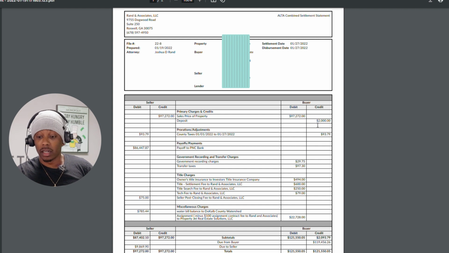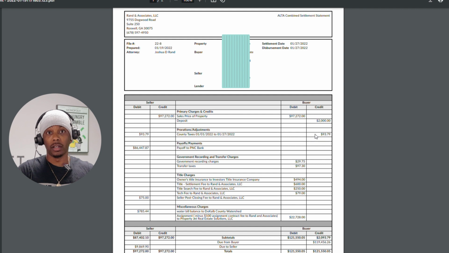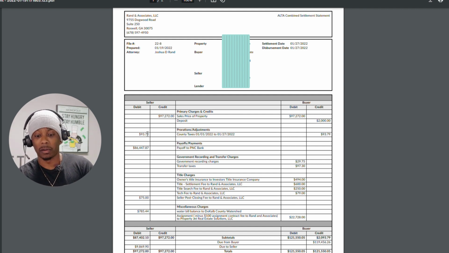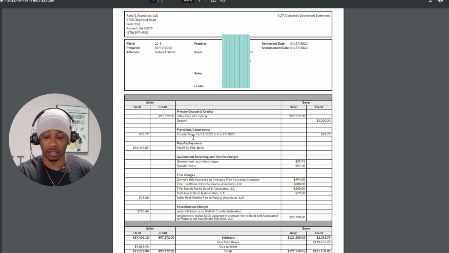Then we're gonna have a credit of $2,000, which is the deposit or the earnest money deposit, right? That's from the buyer. Then we're gonna have a credit of taxes for $93.79, which essentially balances out because it's a debit on the seller side, so they cancel out. So that means the buyer isn't responsible for the taxes from the beginning of the year till the day that it's sold. That's why it's marked down as a credit, but essentially it balances out and cancels out because it's a debit on the other side.